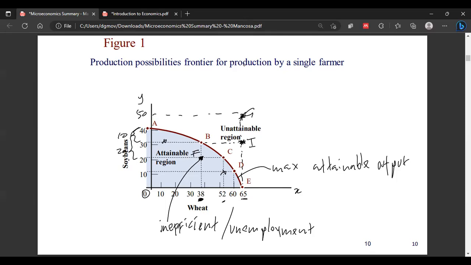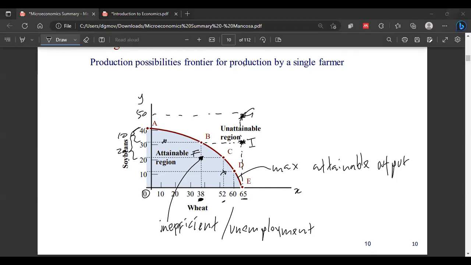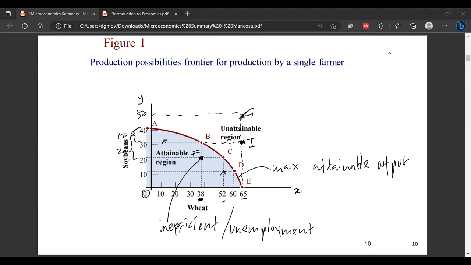Points within the PPF are attainable but inefficient. Along the PPC, it's attainable, maximum output. Beyond, we don't have resources to produce there. Now we are learning the characteristics of the PPC. It is concave to the origin, meaning that opportunity costs increase as you move along the PPC.